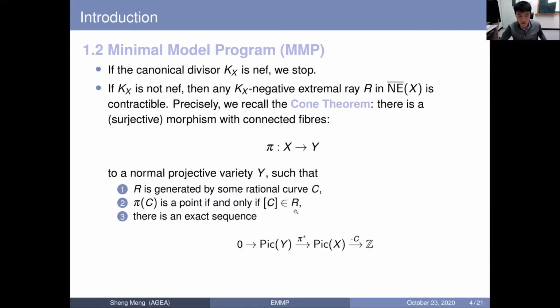Third, there is an exact sequence. Here it is a short exact sequence. The first map is by pullback, and the second is by intersection with the contracting curve. By tensoring with R, we have the exact sequence. In particular, the Picard number of Y is equal to the Picard number of X minus 1.